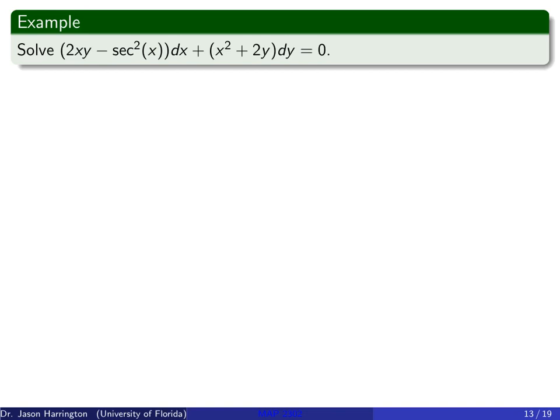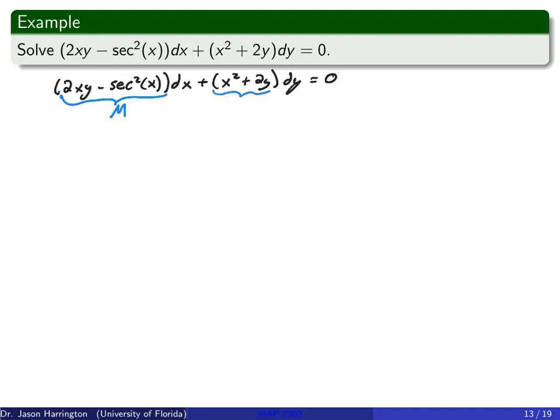Okay, so now let's go ahead and start with a better problem here. For this example, I want to solve this. So I have (2xy minus secant squared x) dx plus (x squared plus 2y) dy is equal to 0. So I'm going to call this first term here my M, and I'm going to call this second term my N. Now the first thing I want to do is I'll always want to test for exactness, even if it doesn't ask me to, because I need to make sure that the method works.